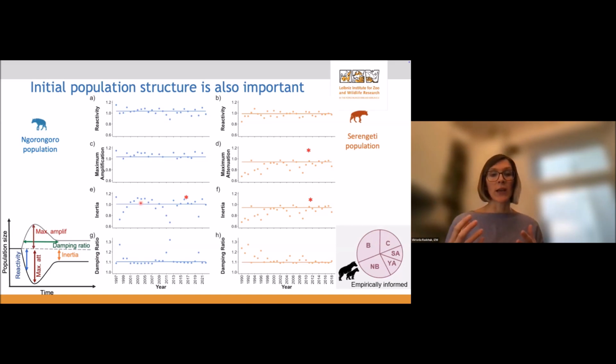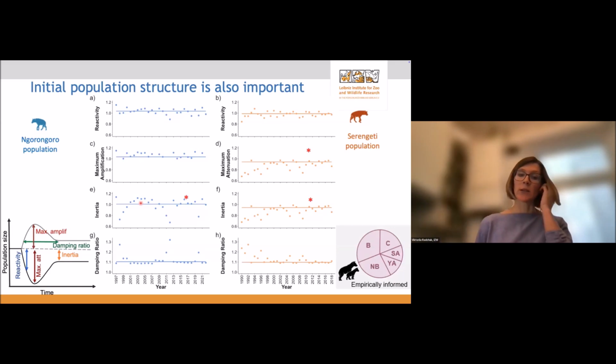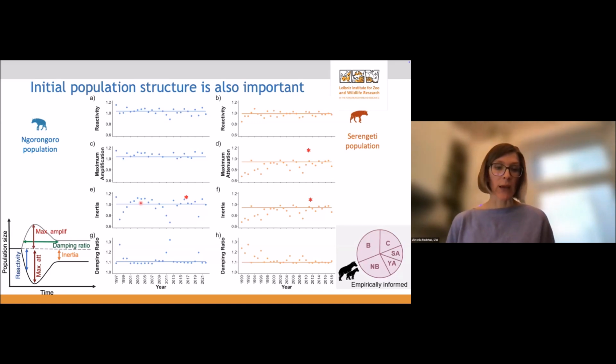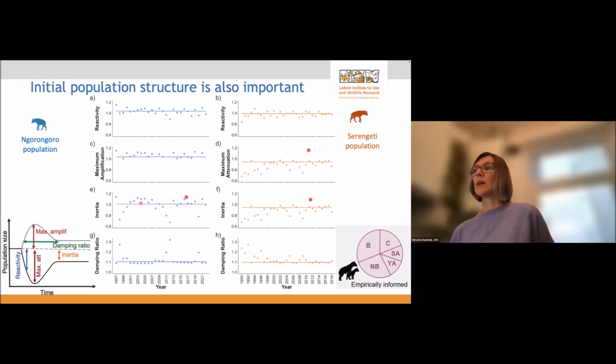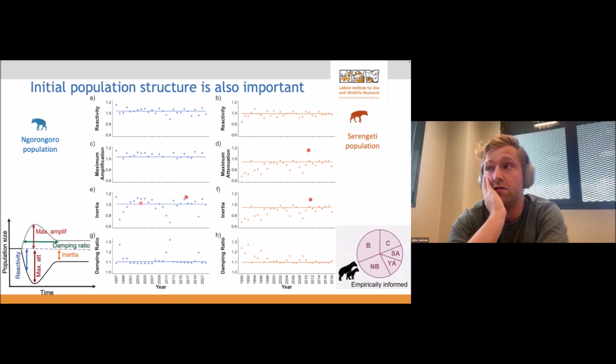That's why I think maximum amplification would not respond here. So there was not an increase in population size in response to that disease, if that makes sense, I hope. Then why reactivity does show a decline here, but yes, sure, it's less responding than inertia.